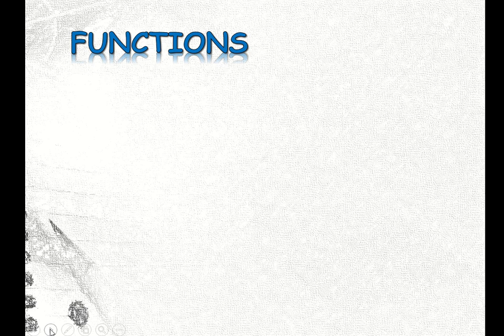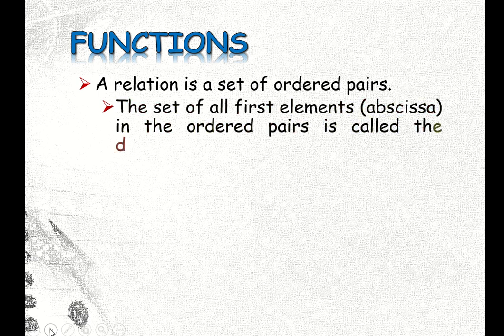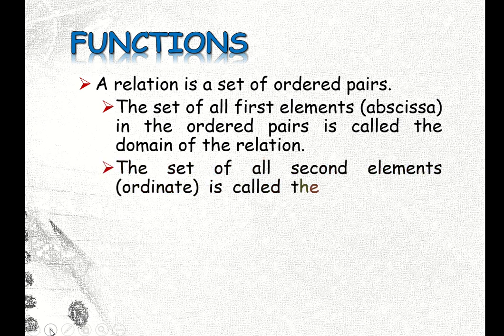Okay, so here in our discussion, the word relation is defined as a set of ordered pairs. A relation is defined as a set of ordered pairs. So the set of all first elements, we call it abscissa, in the ordered pairs is called the domain of the relation. And the set of all second elements, we call it ordinate, is called the range of the relation.